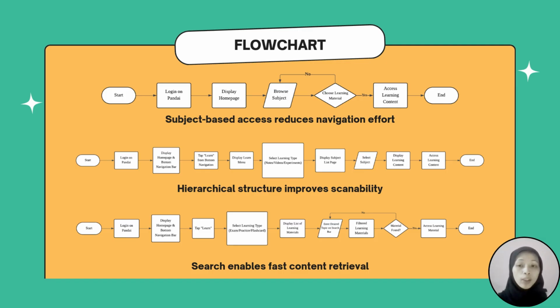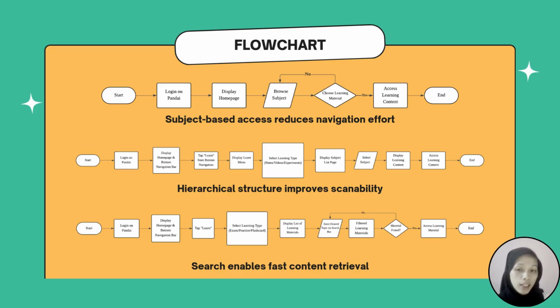The next one, I will present the flowchart. The first one is the subject-based flow. The flow starts with the user having to log in, then the homepage will be displayed with available subjects. Users can browse subjects and choose relevant learning material before accessing it. This flow supports user mental models by allowing them to navigate learning content based on subject, making it effective for users to receive more information about a subject at one time.